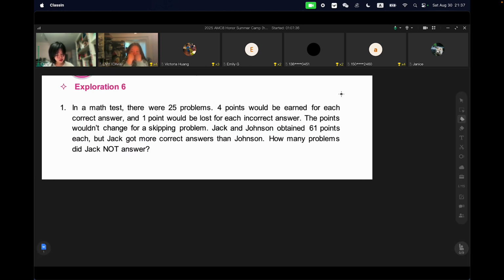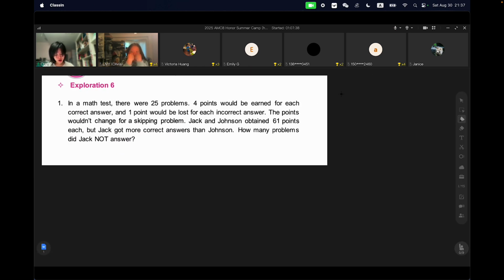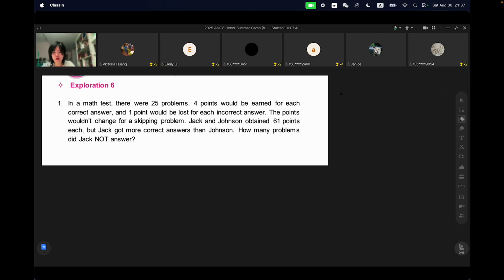In a math test, there were 25 problems. 4 points would be earned for each correct answer, and 1 point would be lost for each incorrect answer. The points wouldn't change for a skipped problem. Jack and Jonathan obtained 61 points each, but Jack got more correct answers than Jonathan. How many problems did Jack not answer?